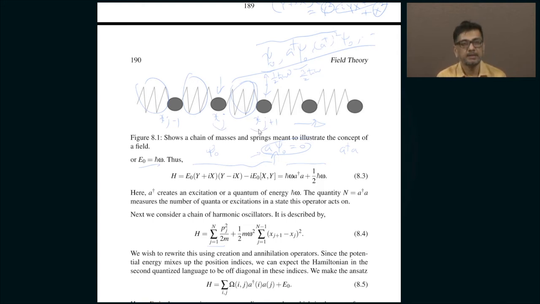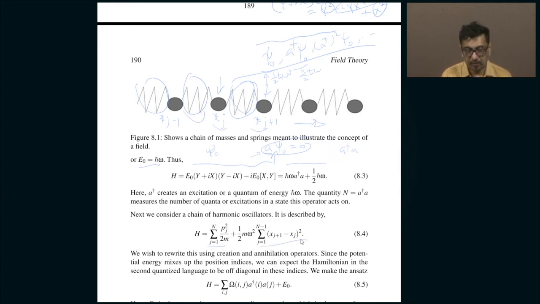So the amount by which the spring between j and j plus 1 will stretch or compress will depend upon the difference between xj plus 1 and xj. So the potential energy stored in that spring between j and j plus 1 is clearly half k, into the amount by which the spring is getting stretched, whole squared. That is xj plus 1 minus xj, whole squared. Same with this spring, and so on and so forth.